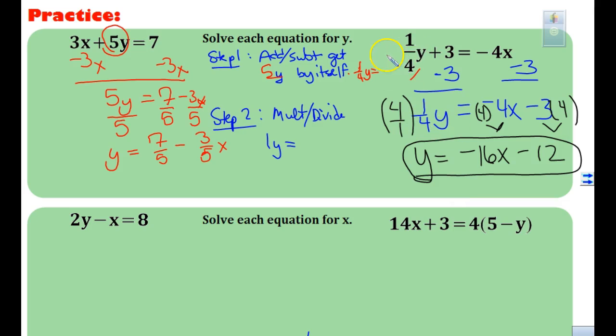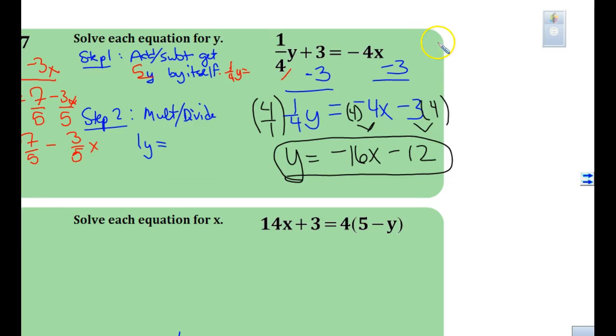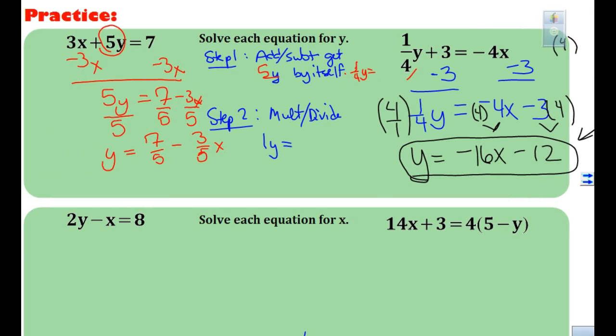So the question is, could I have multiplied every single thing here by 4 so that I have y plus 12 equals negative 16x? That works too, right? That is definitely going to work. And if I would have started multiplying everything by 4 and had y plus 12 equals negative 16x, am I going to get the same answer when I subtract 12? I'm still going to get the same answer by minusing 12 on both sides, right? So yes, both ways definitely work, okay?